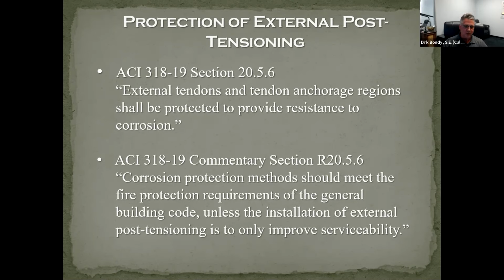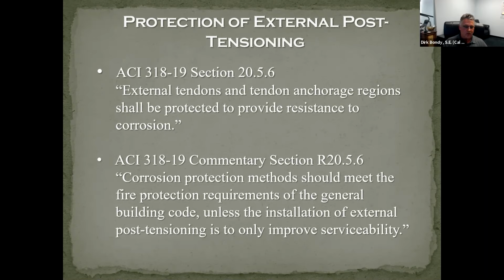Now, ACI 318 has a very interesting section. It says corrosion protection methods should meet the fire protection requirements of the General Building Code unless the installation of external post-tensioning is to only improve serviceability. Now, that's a touchy and interesting statement to make, because you're always getting some strength out of the post-tensioning, but you're reclaiming some deflection too.